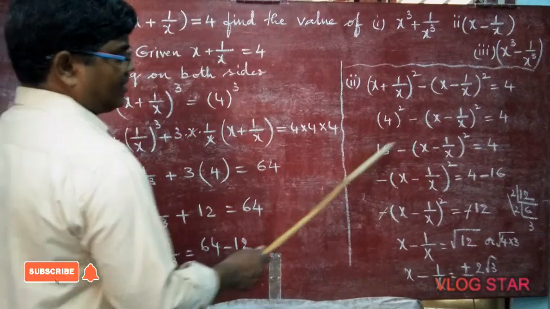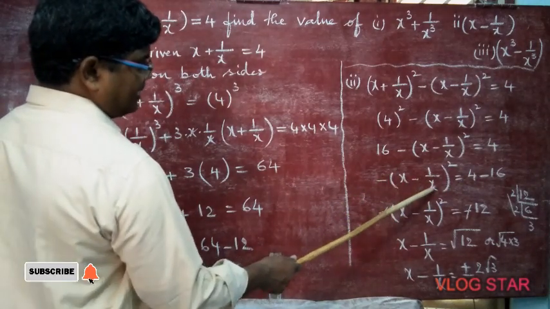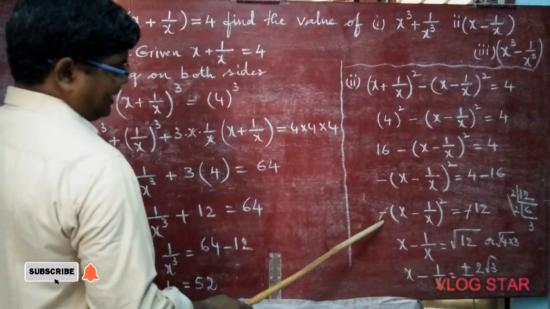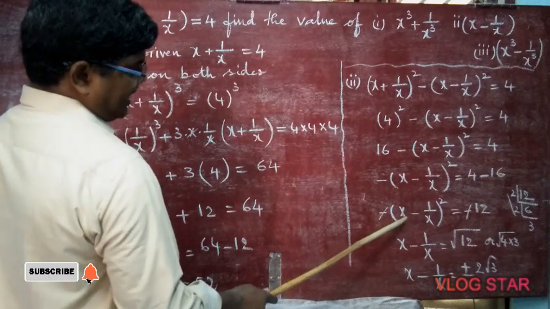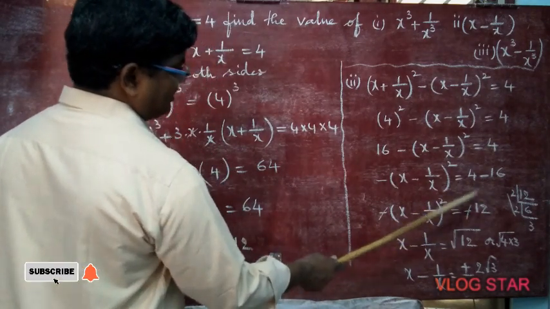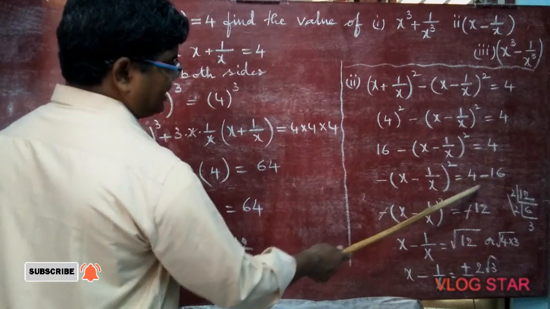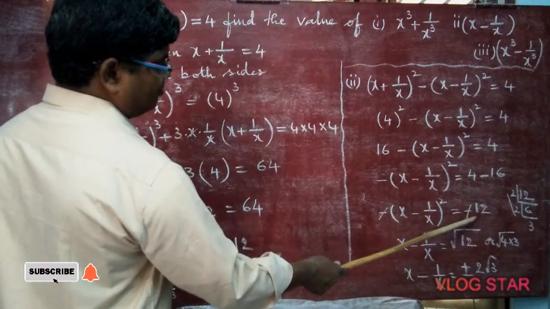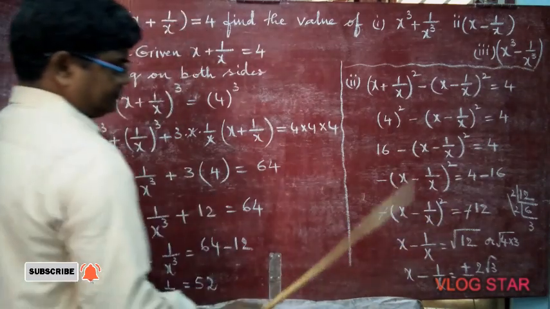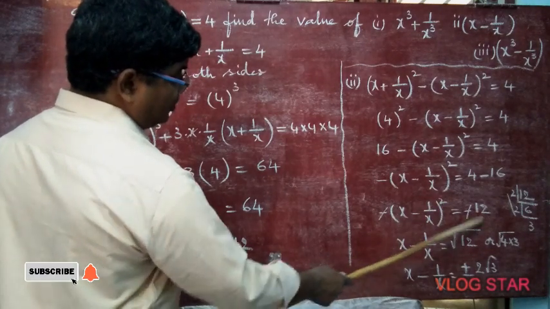Now plus 16 going from left to right becomes minus 16. So what remains is minus (x minus 1/x) whole square, which is equal to 4 minus 16. So minus (x minus 1/x) whole square is equal to 4 minus 16, which is minus 12, because here minus is more and plus is less, opposite signs, so we are going to subtract. From 16 take 4, 12 will come, and the bigger number's sign comes, minus. Both sides have minus, so minus minus get cancelled.